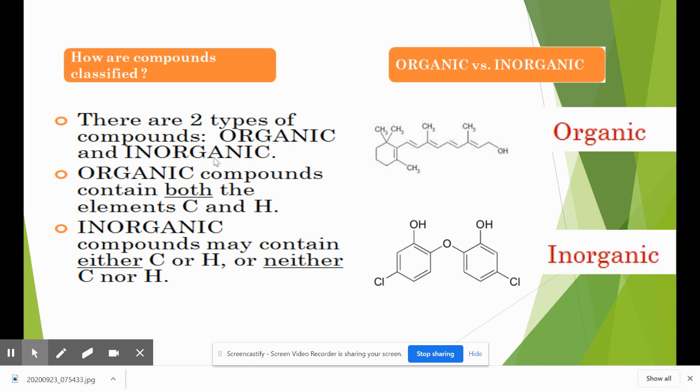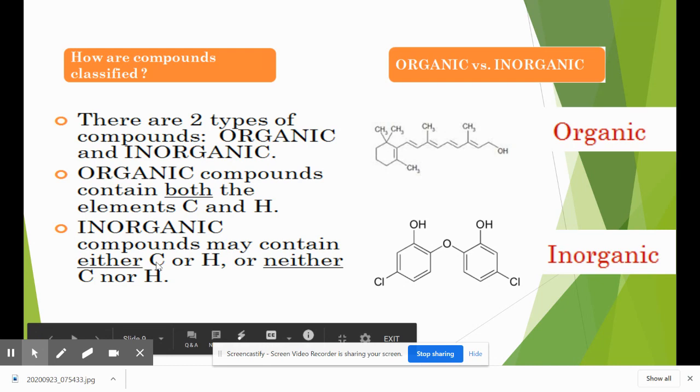You need to know the 2 types of compounds in this course. You have organic and inorganic. Organic compounds contain both the elements C, carbon, and H, hydrogen. On the other hand, inorganic compounds may contain either C or H or neither of them.